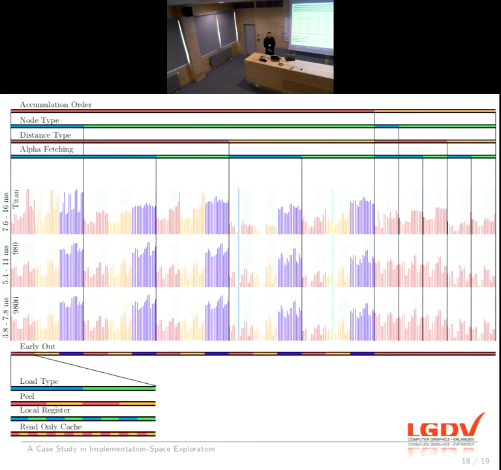Okay, the input code is about 275 lines of code, and the result code is over 16,000 lines of code, with 320 versions of the resulting accumulation loop.